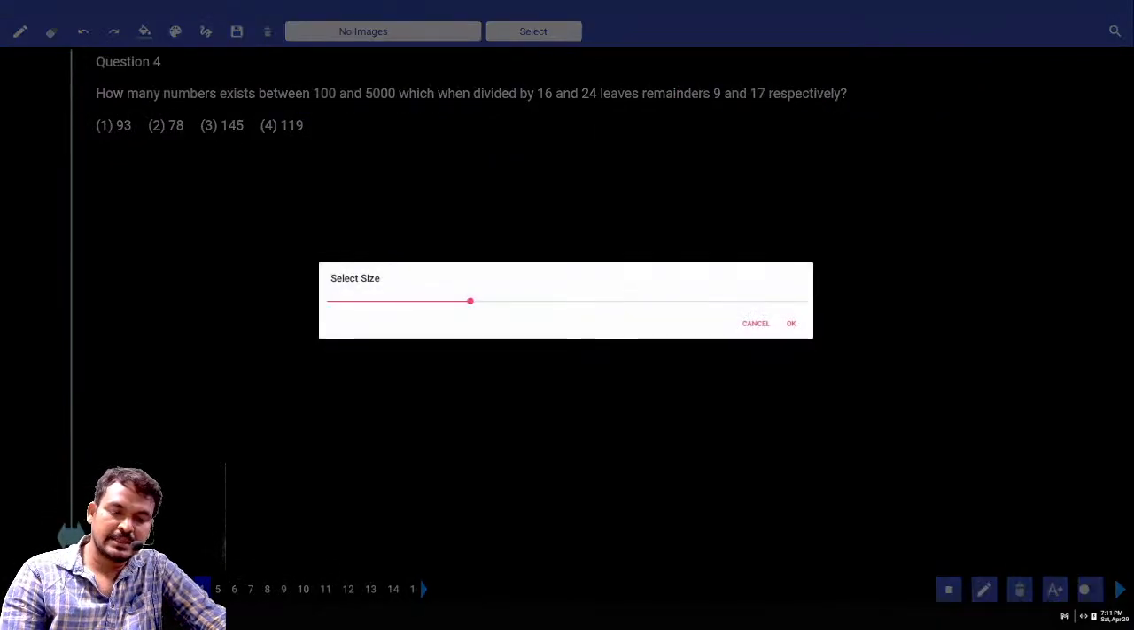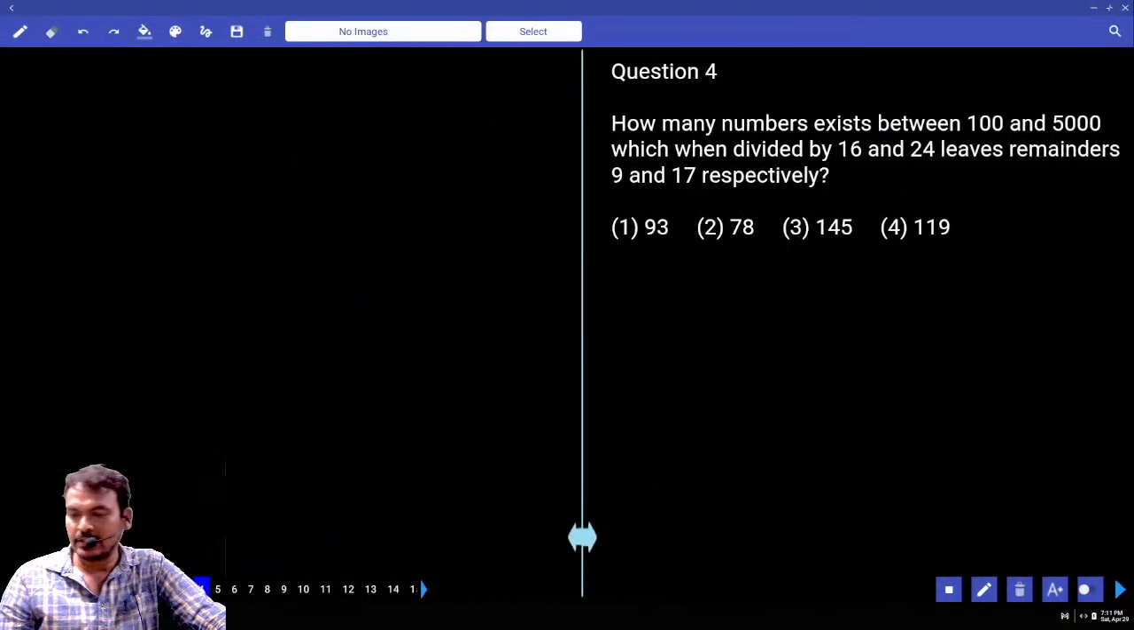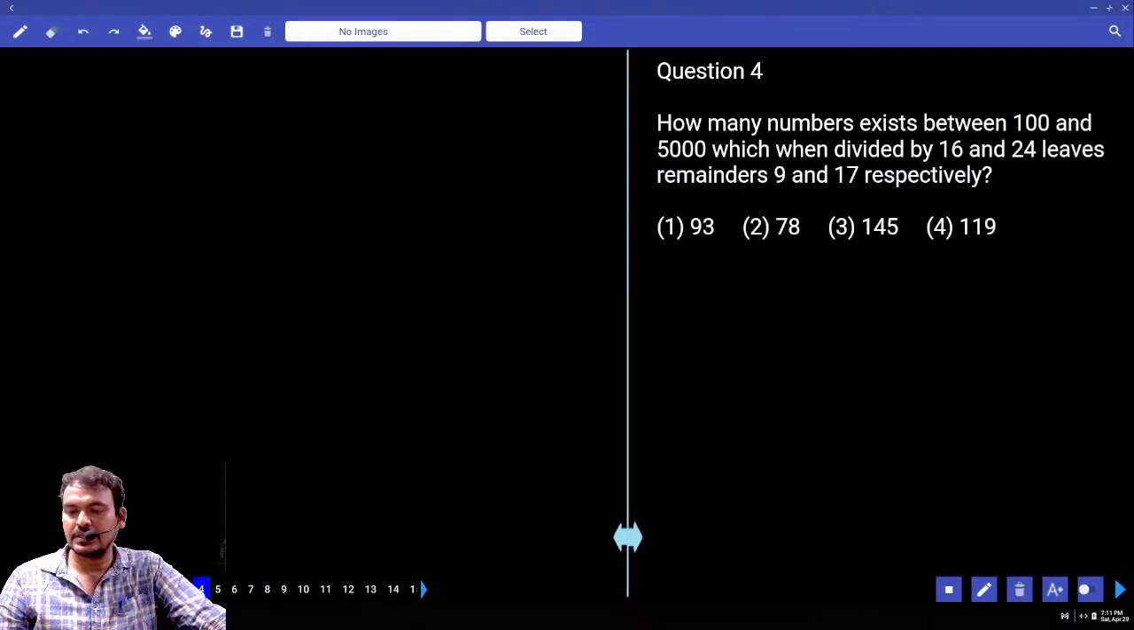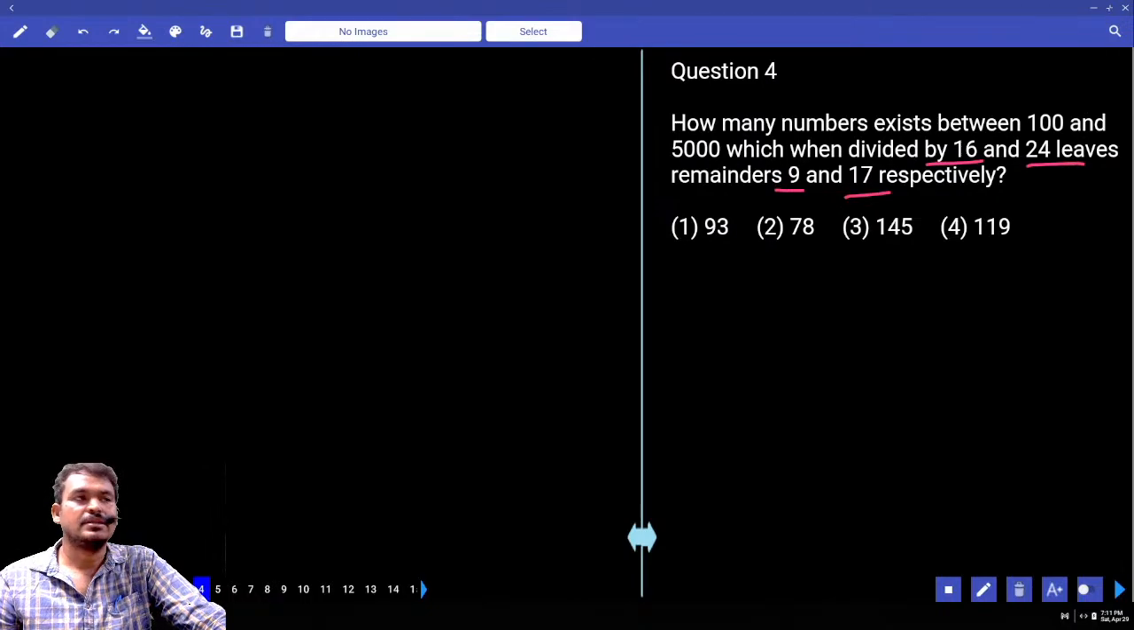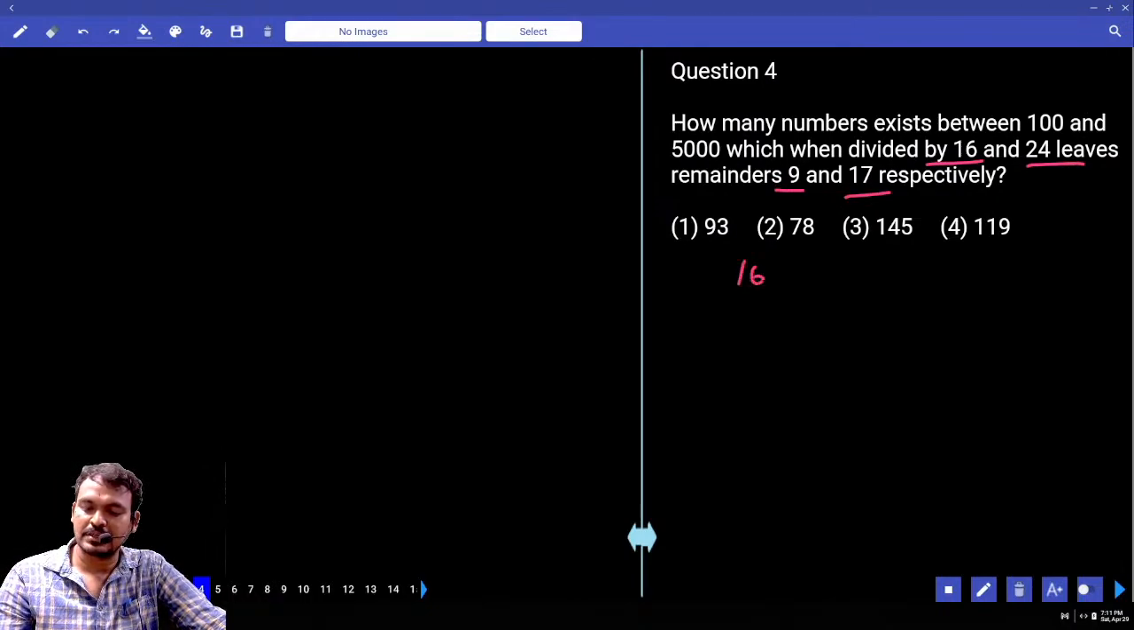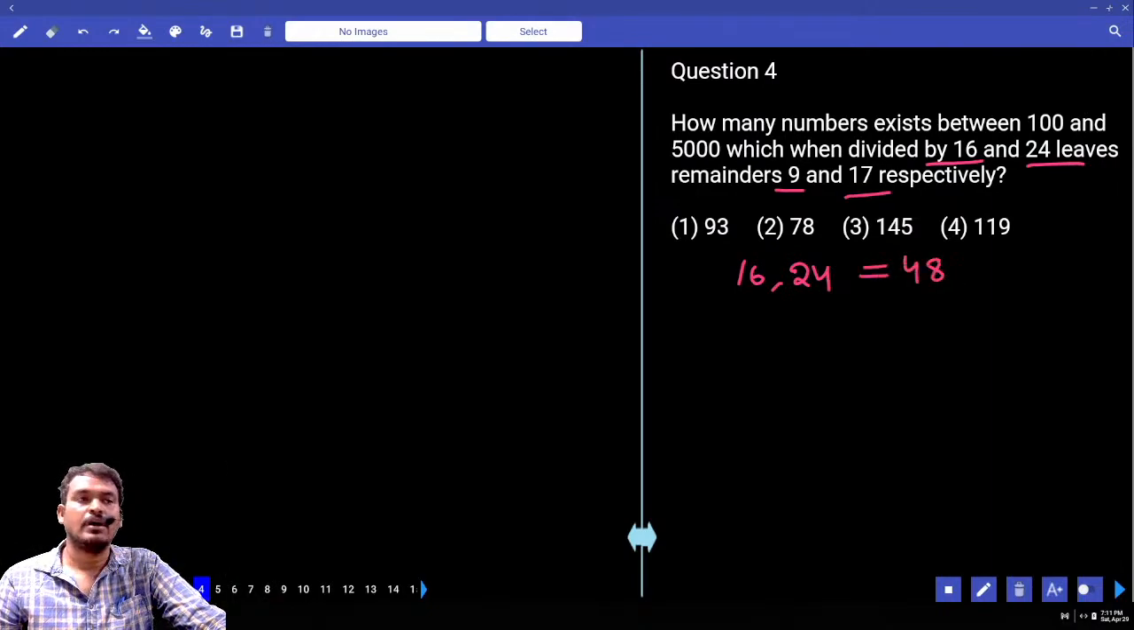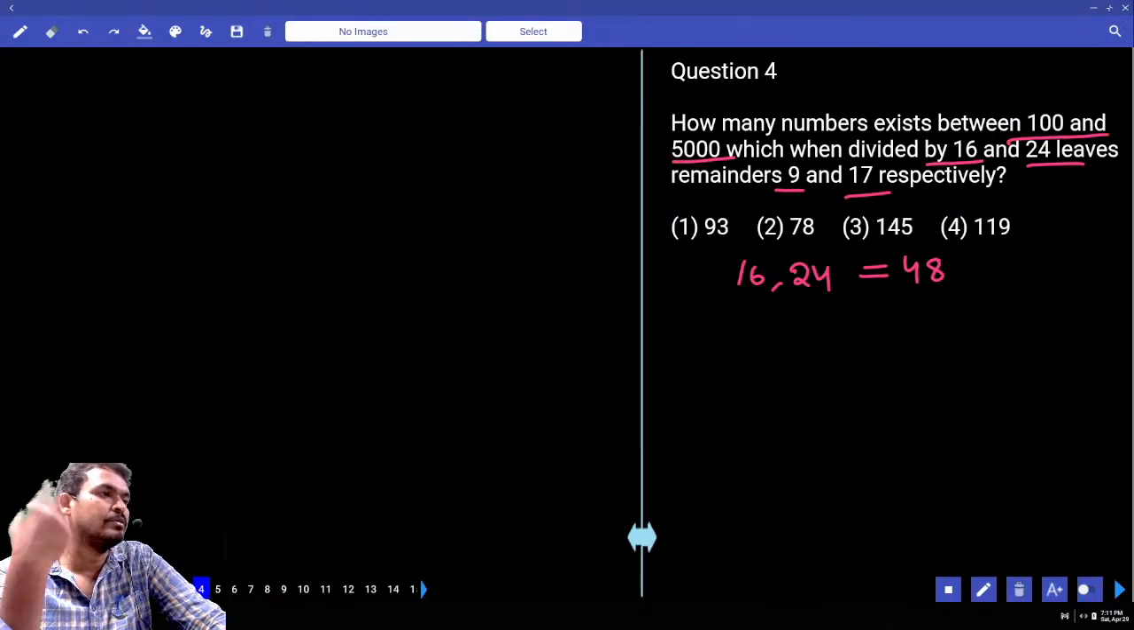How many numbers exist between 100 and 5000 which when divided by 16 and 24 leave remainders 9 and 17 respectively? When a number is divided by 16, we get the remainder 9. The same number divided by 24, we get the remainder 17. First take the LCM of 16 and 24. How much? 48. Is 48 less than 100 or more than 100? Less than 100. What is the condition here? Between 100 and 5000. Then we take multiples of 48.